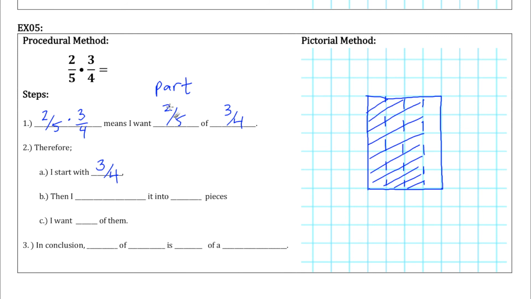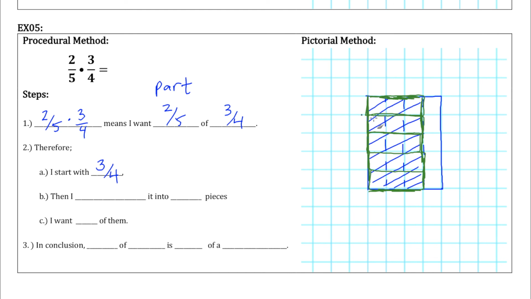I want 2 out of 5 pieces I can make from 3/4. So I need to make 5 pieces. I need to split this into 5. So 1, 2, 3, 4, 5. Okay. So 5 pieces. 1, 2, 3, 4, 5. I'm gonna try to make it look a little where you can see a little more. That's why they were dotted, actually, to put it simply.